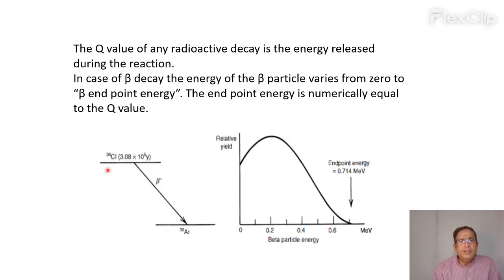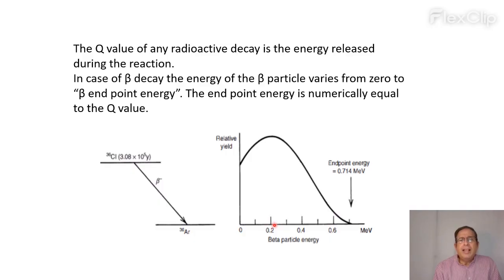So here we see chlorine-36 with a half-life of 3.08 × 10^5 years converts into argon-36 through beta emission, and in the process different beta particles have different energies. So you can see the relative yield versus the beta particle energy. Some of the beta particles have almost zero energy, and some have energy equal to the endpoint energy, which is 0.714 MeV. And the rest of the beta particles have intermediate energies.